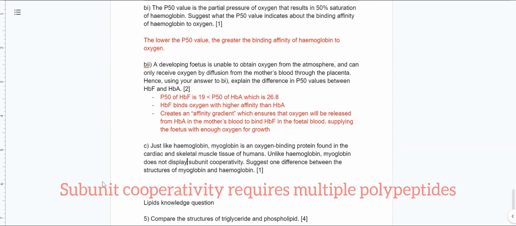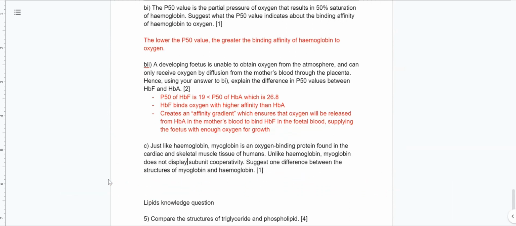And that is why the concept of subunit cooperativity doesn't really apply to myoglobin, since myoglobin only has one subunit to work with in the first place. So that is the difference that we can talk about: myoglobin has one polypeptide chain versus the 4 polypeptide chains that are present in hemoglobin.